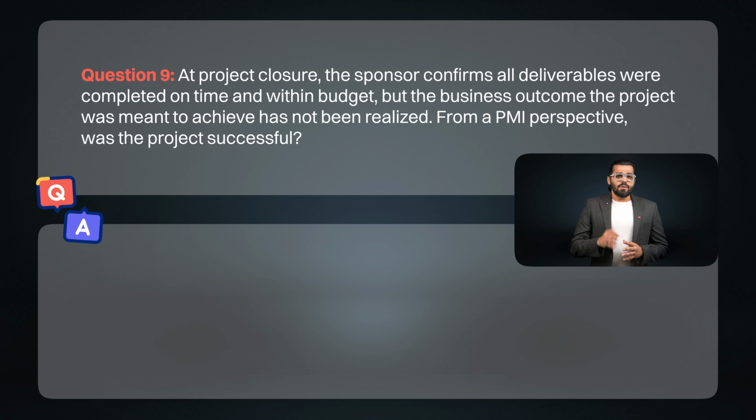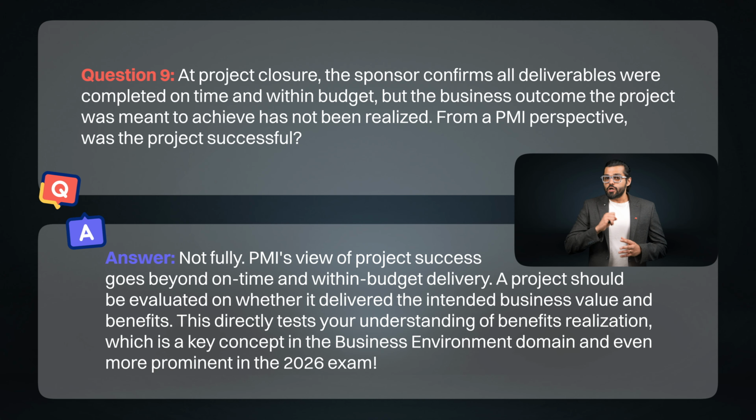Question 9. At project closure, the sponsor confirms all deliverables were completed on time and within budget, but the business outcome the project was meant to achieve has not been realized. From a PMI perspective, was the project successful? Answer: not fully. PMI's view of project success goes beyond on time and within budget delivery. A project should be evaluated on whether it delivered the intended business value and benefits. This directly tests your understanding of benefits realization, which is a key concept in the business environment domain and even more prominent in the 2026 exam.